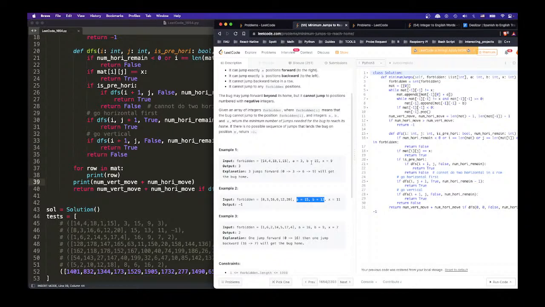Because each time we can only go back once, and we can go forward any number of times we want, right?